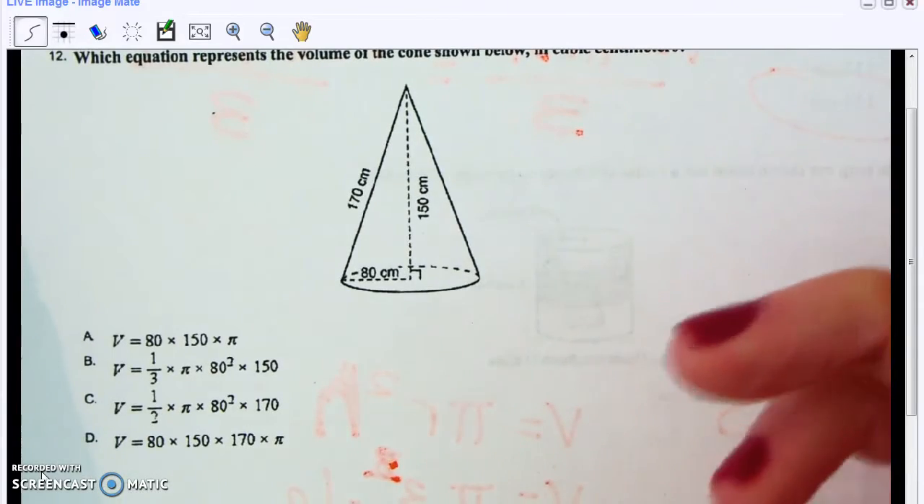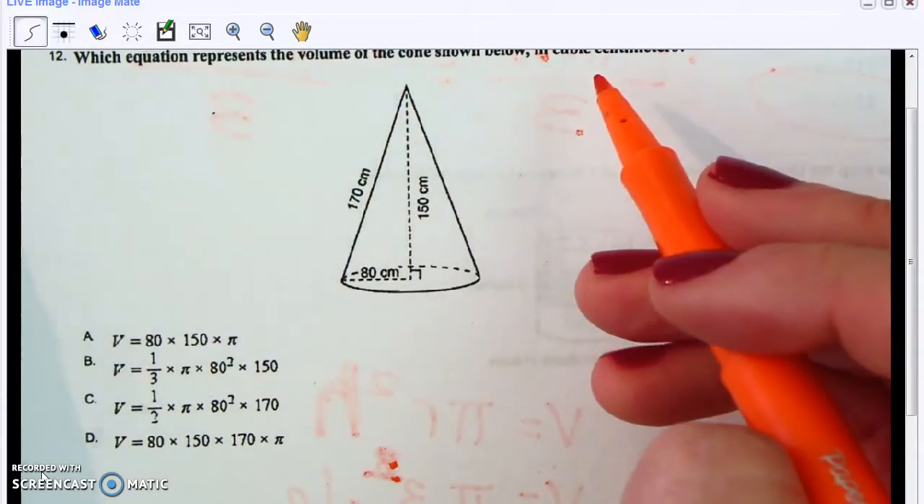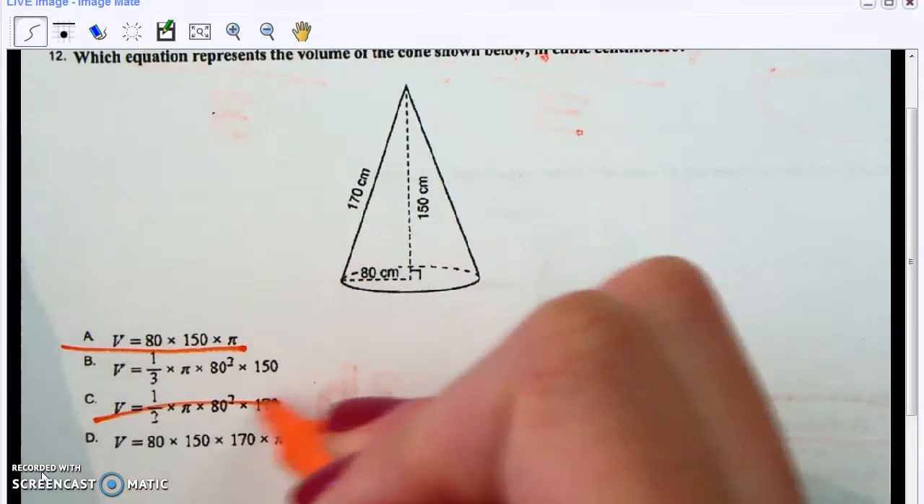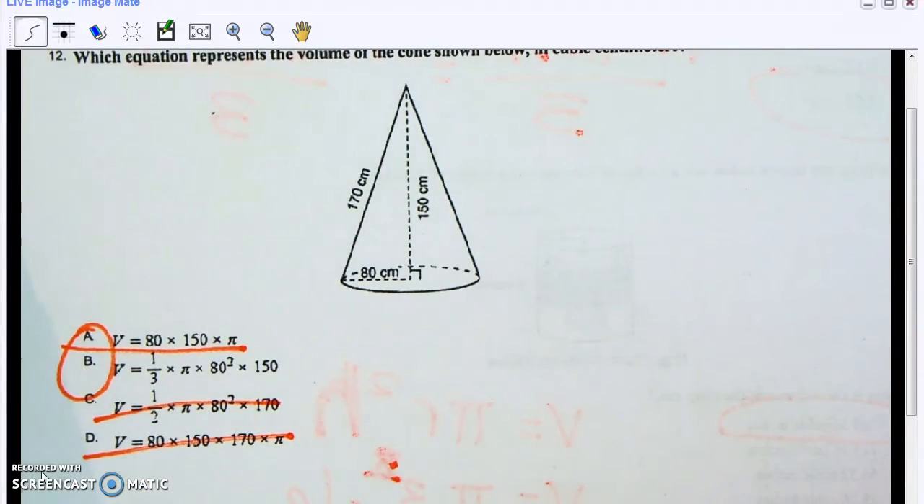We have another cone. So which equation represents the volume? Well, since it's a cone, I know I need 1/3. So if I look at all these choices, the only one with 1/3 in it is B. So it has to be B.